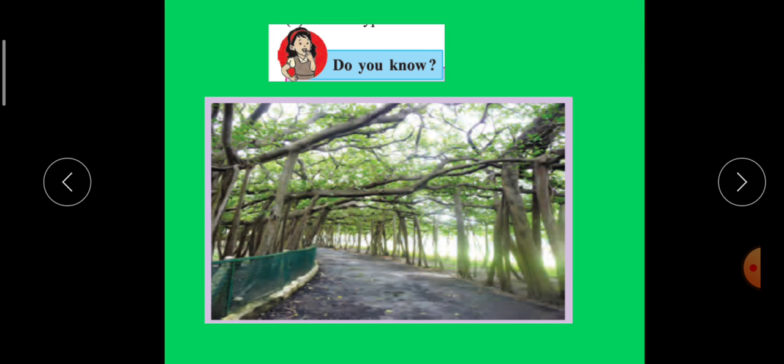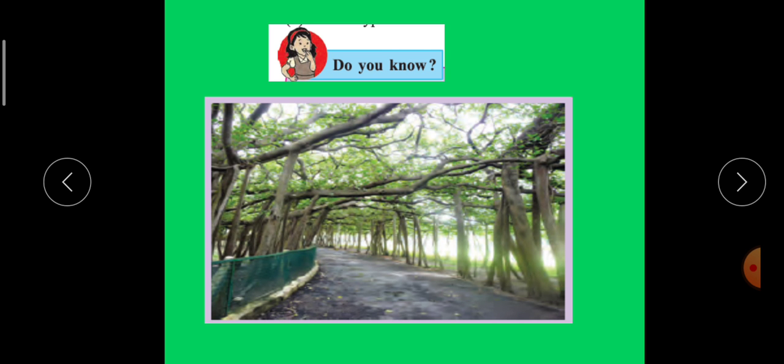So the roots that start growing from the tree towards the soil, those prop roots, they actually act like pillars and give support to the big banyan tree. In Kolkata, a 250 years old banyan tree in the Indian Botanical Garden covers a very large area. It is supported by thousands of prop roots. Okay, so find out in your neighborhood if there is any banyan tree, and you will see the prop roots over there.